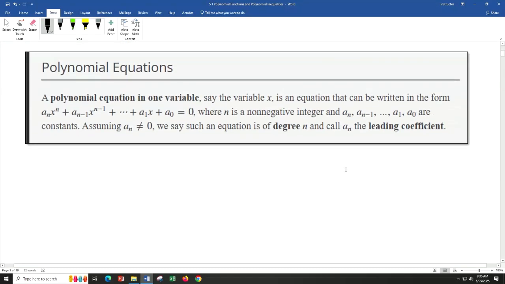right here, polynomial equations. A polynomial equation in one variable, say the variable x, is an equation that can be written in the form a sub n x to the n plus all that other junk. It looks a lot worse than what it is. Where n is a non-negative integer, and a sub n minus 1 through a sub 0 are all constants. Assuming that a sub n cannot equal 0, we say such an equation is of degree n, and a sub n is called the leading coefficient.